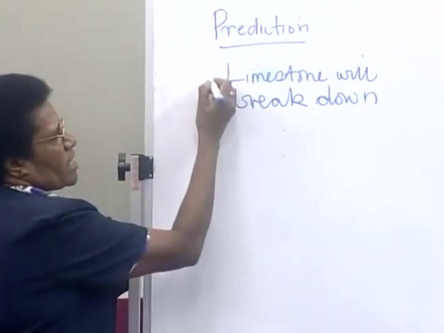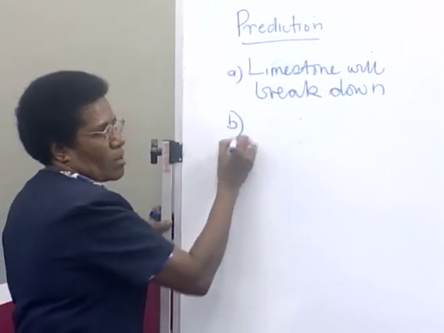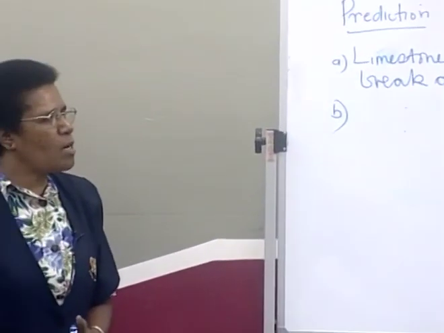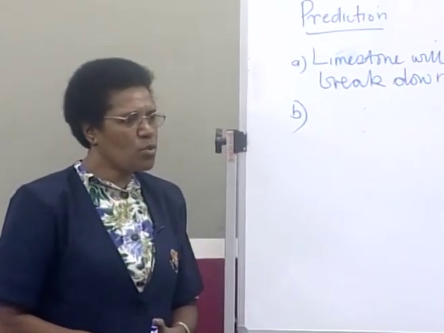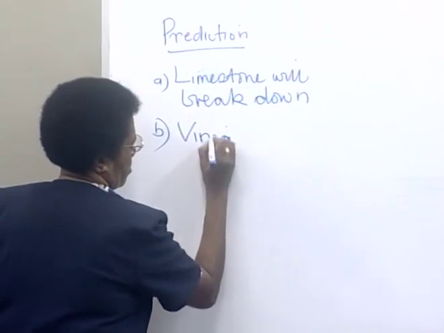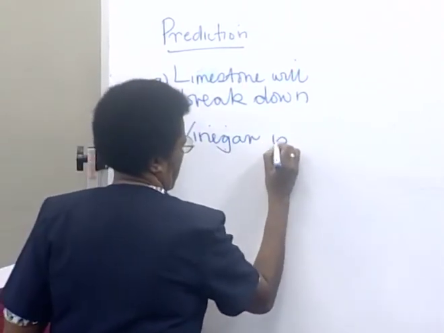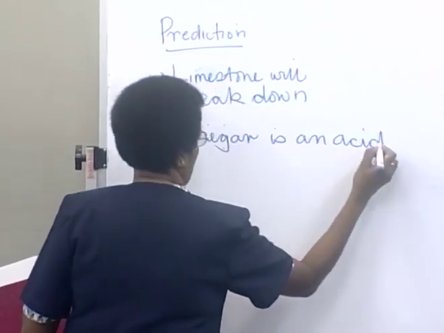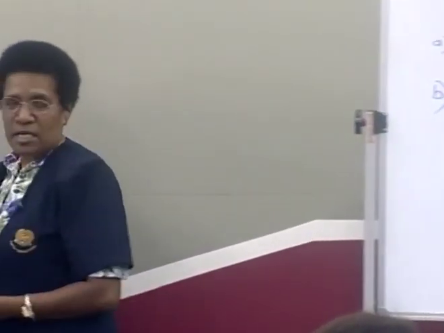Now, can you give us a reason? Group 1, why do you say limestone will break down? Because vinegar is an acid. Vinegar is an acid. Good, that's your response. Okay, thank you, Group 1.